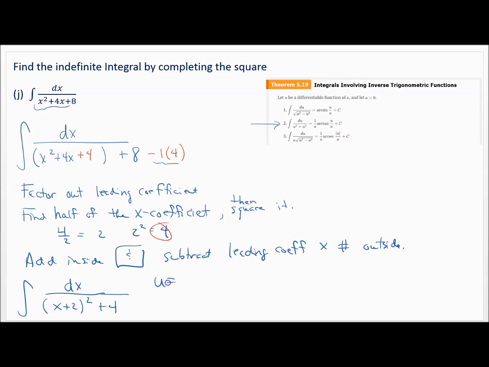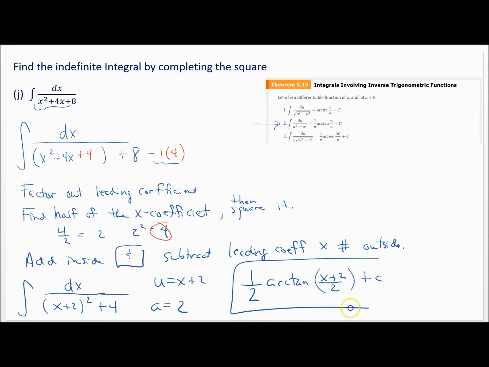So your u is x plus 2, okay? U squared is x plus 2 squared. Your a value is 2, in other words, the square root of 4. So your answer is 1 over a, which is 2, arctangent of u over a, so that's going to be x plus 2 over 2, plus c. And there is your integral.